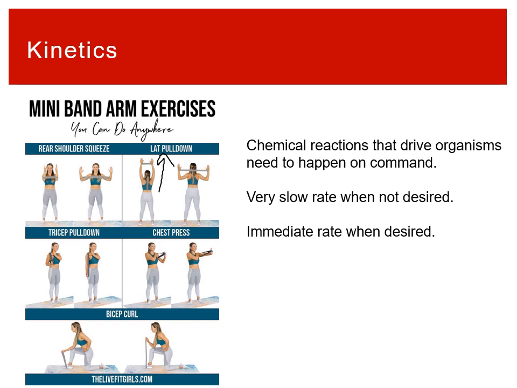So importantly, the rates of chemical reactions in living things are highly controlled. Chemical reactions aren't just happening willy-nilly inside of living things. That would lead to generally things like death. And so they're very slow rates when they're not desired. Very slow rate, remember, means it just really doesn't happen. The reactants are not becoming products. But when the organism wants something to happen, immediately every single chemical reaction happens in tandem. All of them go at the exact same time.